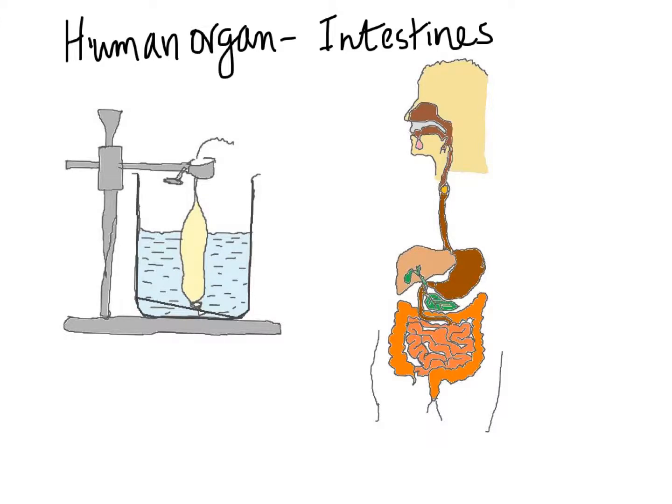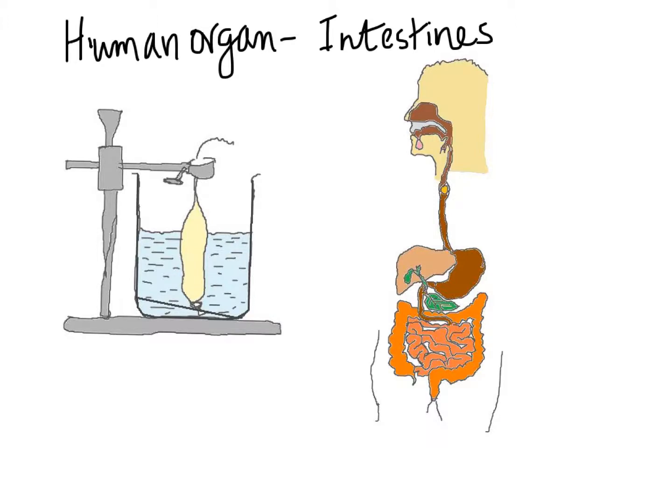Now later on we can use the same model to describe and understand how diffusion works in cells. So we can use that model in two different ways, but this time around I'm going to use that to explain how the small intestine works and how it is really well adapted for that purpose.